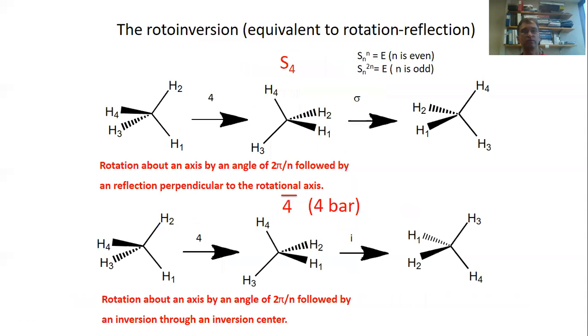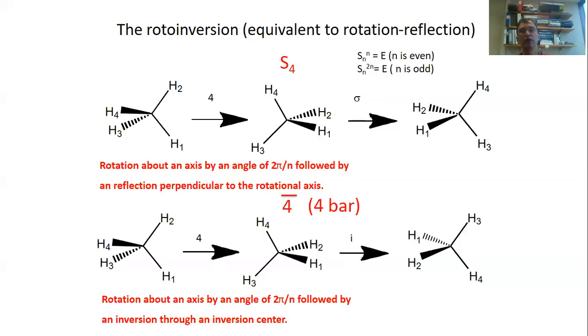So the last symmetry operation to consider is the roto-inversion, which is equivalent to the rotation reflection. By convention, in the symmetry of molecules, we use the rotation reflection. When we talk about extended solids, we usually use the roto-inversion. However, both symmetry operations are equivalent. So any rotation reflection can be expressed by a roto-inversion and vice versa.